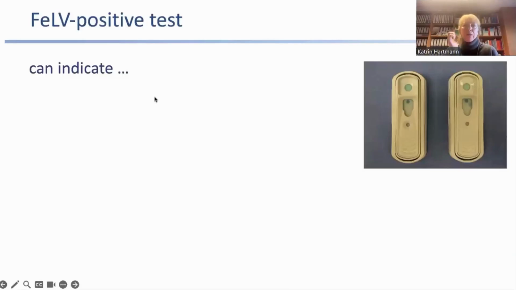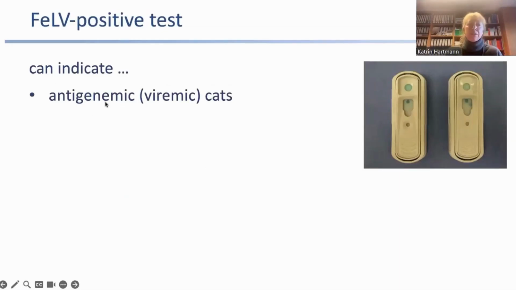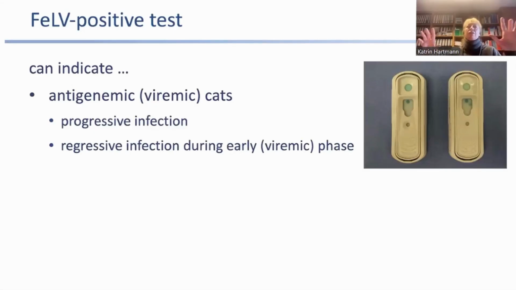An FIV positive antigen test usually indicates that the cat is antigenemic or viremic, in a viremic phase. And this can happen all throughout progressive infection, or in regressive infection only during the early phase, and then the virus disappears from the blood. Or it can be a false positive test.